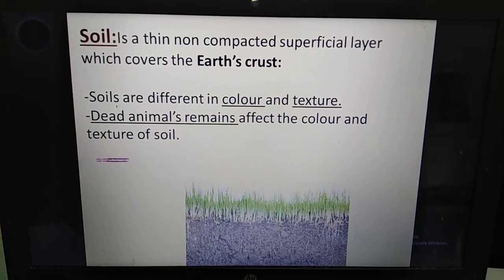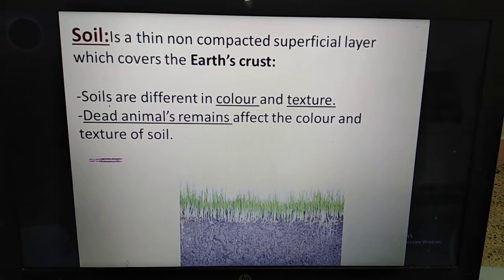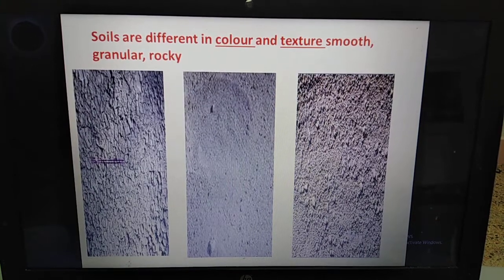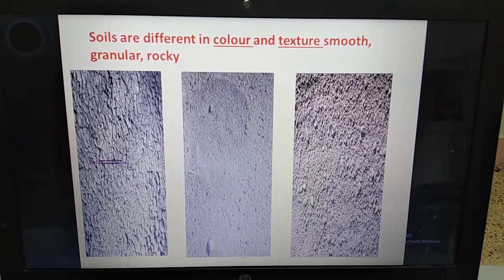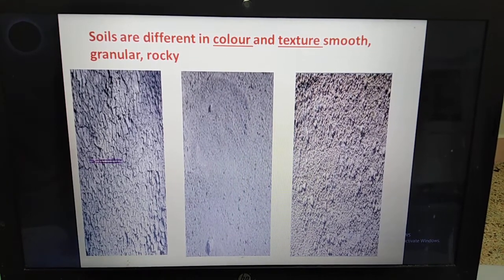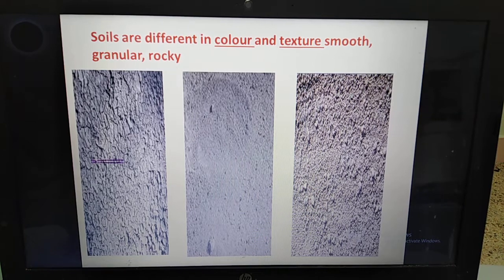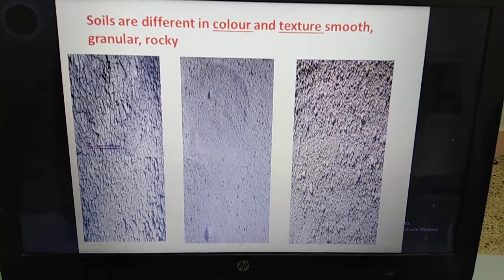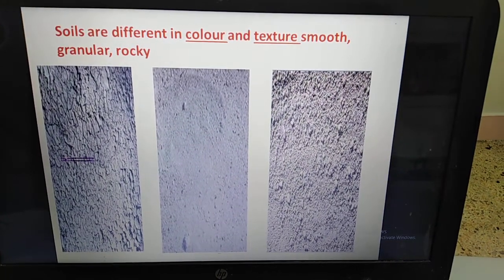We have different types of soil. Soils are different in color and texture. Let's see some examples of soil. They are different in the texture. Some of them are smooth, others are granular like the sand or rocky texture. So this is the texture of the soil.